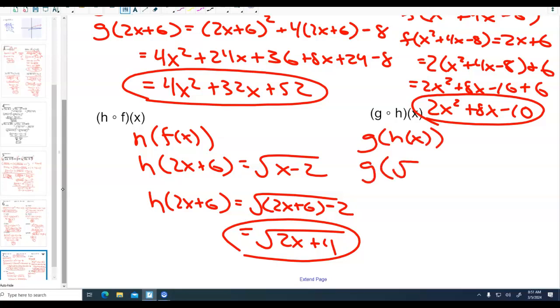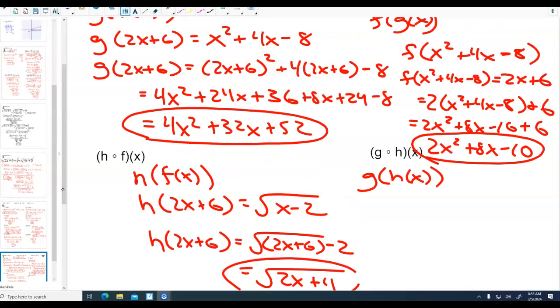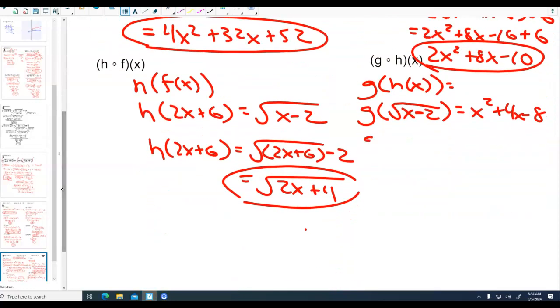My h of x is, okay, so this right here, we're going to do g of the square root of x minus 2, equals x squared plus 4x minus 8. So we have to plug in the square root of x minus 2 squared plus 4 times x minus 2 minus 8.